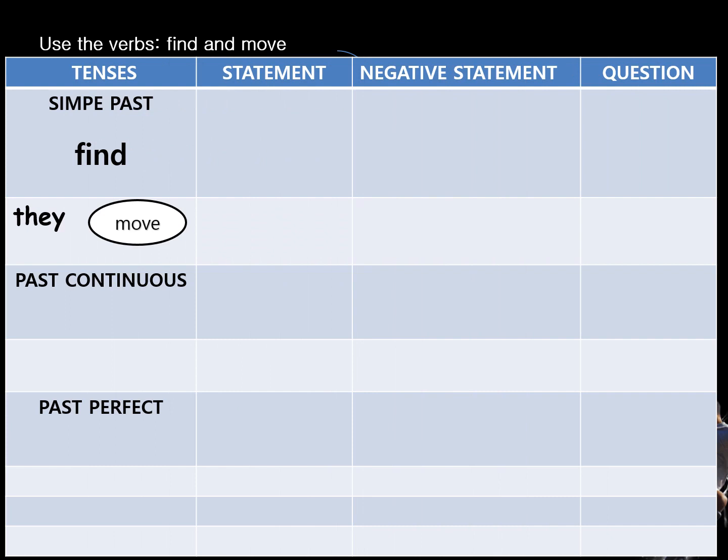Let us now use these verbs, find and move, in order to come up with a statement in the simple past, a negative statement in the past continuous, and a question form in the past perfect. So let us try the first one. This is a simple past statement, so we say, she found it, from the verb find. This is an irregular verb, so it changed its spelling. So you have there the simple past.